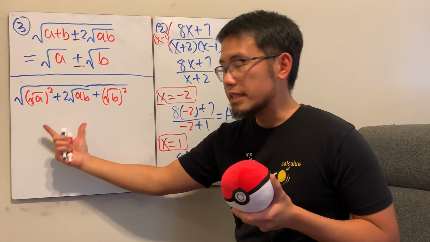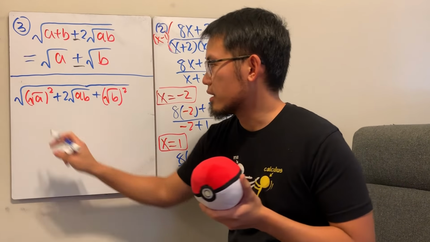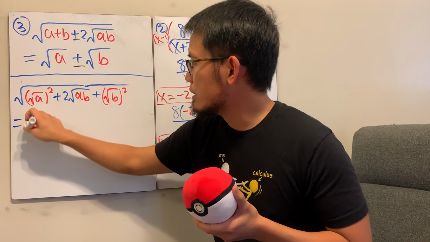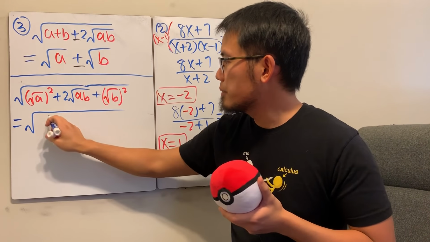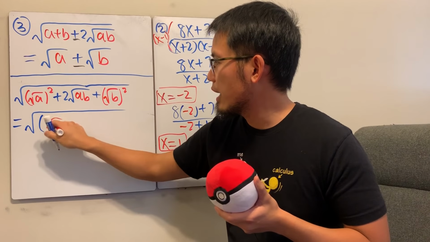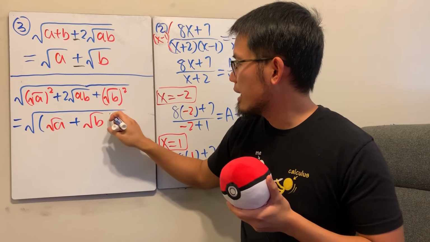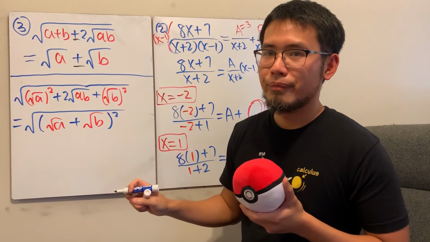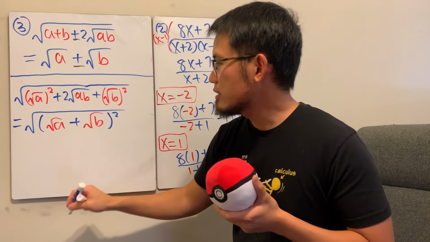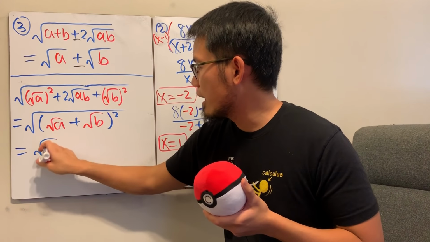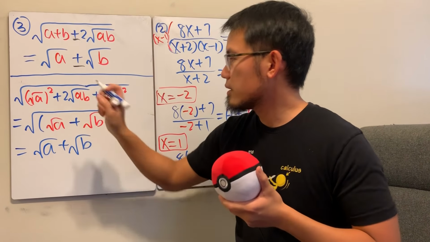The beauty of this is that the inside is a perfect square. So you end up with the square root. The first term is just the square root of a, and the second term is just the square root of b. And you just square that. Square root, square, cancel, and you just end up with the square root of a plus the square root of b.